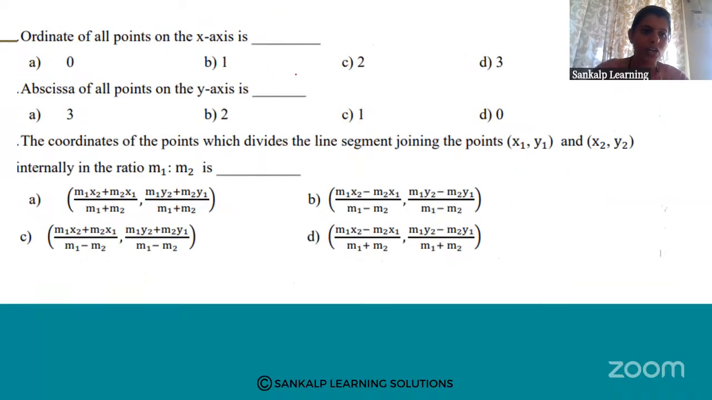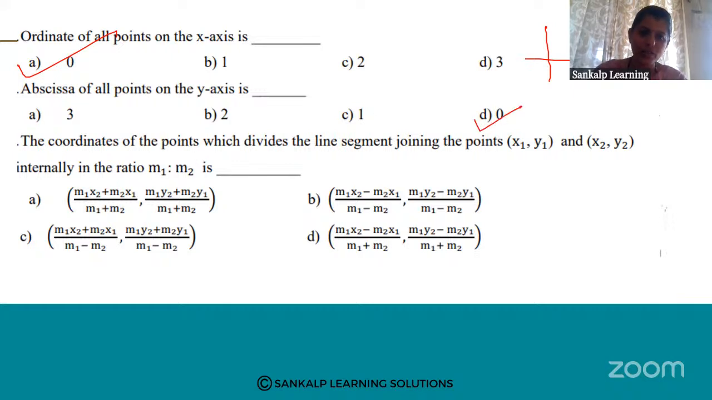Okay, next. Ordinate of all points on the x-axis. Ordinate means what? The y-axis value we call the ordinate and the x-axis value we call the abscissa. So on the x-axis, the y value is 0. Therefore, the ordinate of all points on the x-axis is 0. Option A is right. Abscissa of all points on the y-axis. So abscissa means the x value. So on the y-axis, the x value is 0. That means this is also 0.